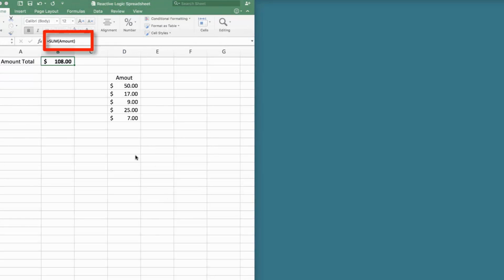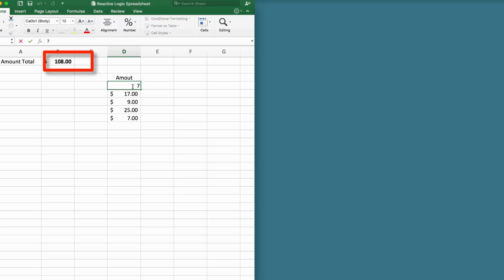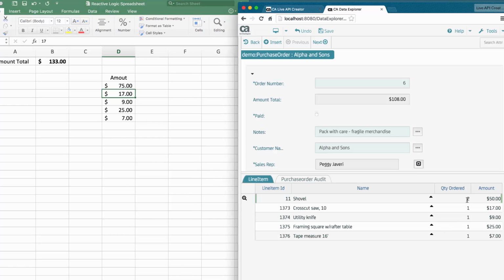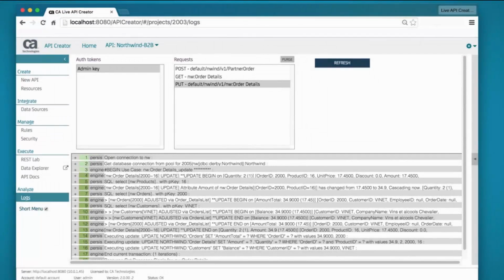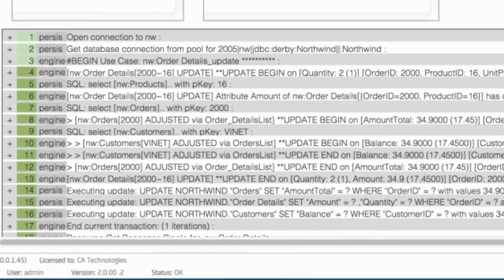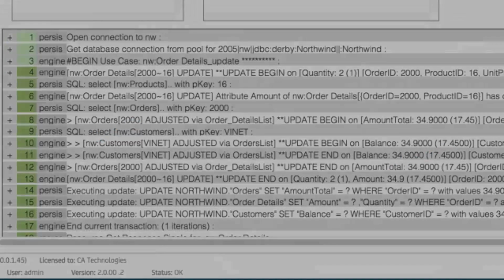Spreadsheets simplify financial modeling using the same watch, react, and chain logic. In the same way, the amount total cell reflects any change to the amount. Our reactive API reacts to all the changes in the order. Just as rules are transparent to business users, rule operation is transparent to developers. You can examine the log to determine all the rules and SQL that fires. Chaining is shown by nesting, and you can see the full row at each execution stage.